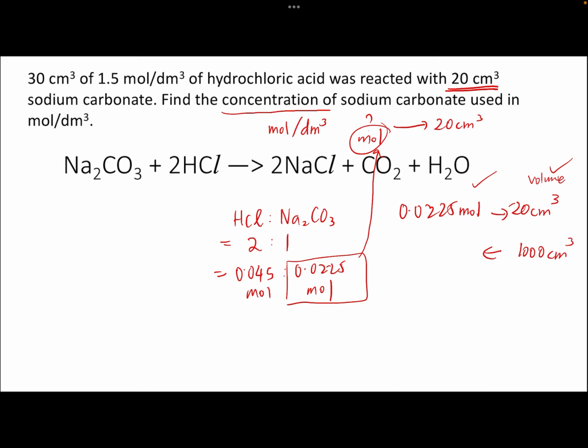So this will be 1.125 moles. Again, I cannot leave my answer like this. I just need to write it up properly in the proper units. And that's it.